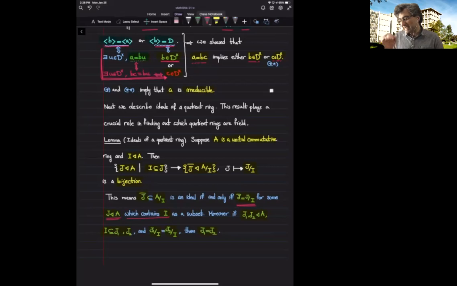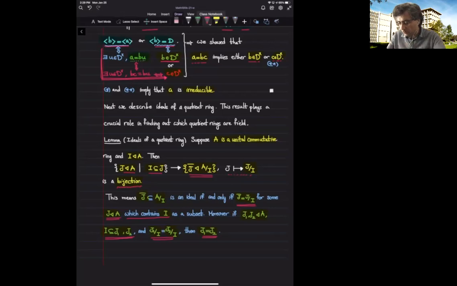Okay, so the claim is that every ideal of A over I is of the form J over I, where J is an ideal that contains I. Moreover, two different J's with this property cannot give us the same quotients. So if I know that two ideals contain I, and I happen to get the same quotients, then these two ideals are in fact a single one. All these things are captured by saying that the map from the set of ideals of A that contain I as a subset to the set of all the ideals of the quotient ring, which sends J to J over I, is a bijection. Knowing that this is a bijection is the same as saying all these things that I have mentioned.